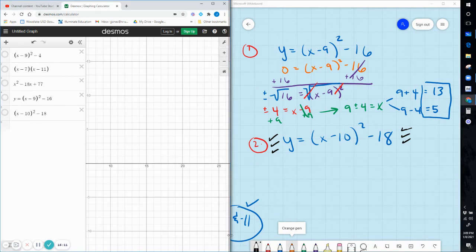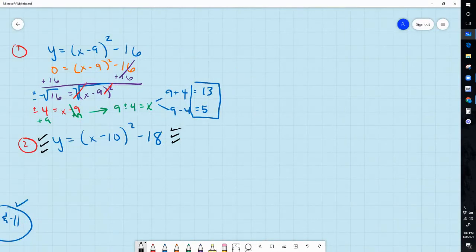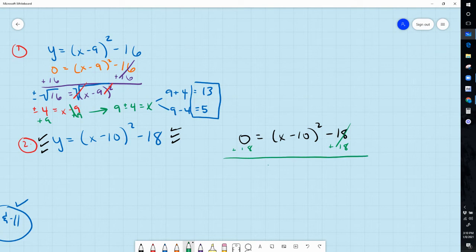All right, this is for the rest of you. Let's actually just make this big. All right, here we go. We're going to do the same exact thing, and we're going to set it equal to 0. It's very similar at first. And now we're going to add 18 to both sides to get rid of this. And we get 18 equals x minus 10 squared.